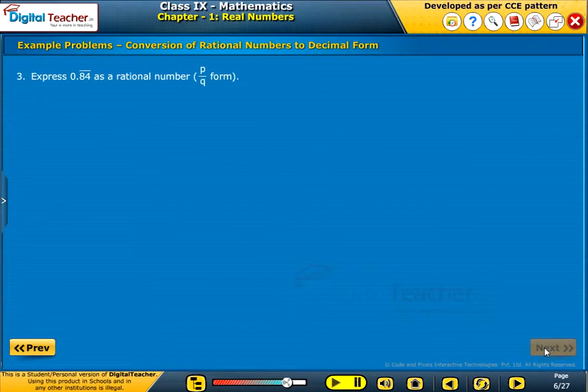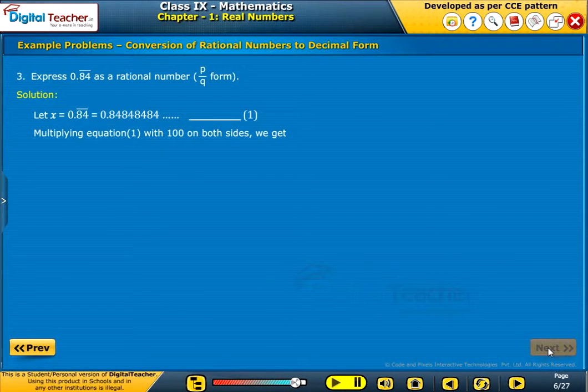Express 0.84 bar as a rational number, p by q form. Solution. Let x is equal to 0.84 bar, which is represented as equation 1. Multiplying equation 1 with 100 on both sides, we get equation 2. Subtracting 1 from 2, we obtain as follows.